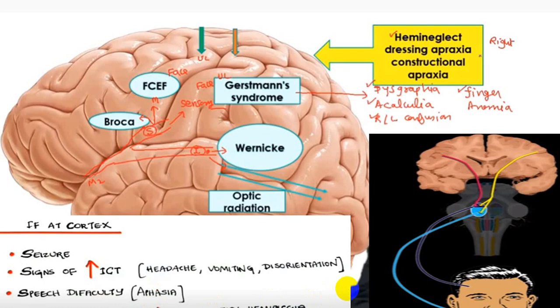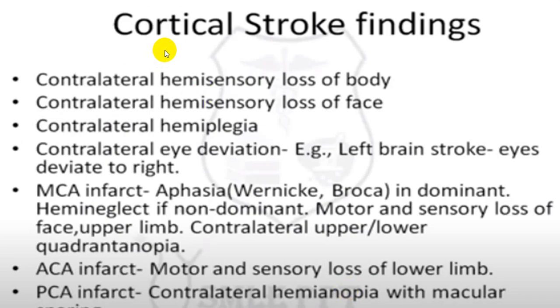And in case of an ACA territory, we'll have lower limb more involved as compared to upper limb. So in a cortical stroke, contralateral hemisensory loss, contralateral hemisensory loss of the face also will be there. Contralateral hemiplegia, that is motor involvement. We'll say horizontal gaze palsy, and because of the damage, a left side brain stroke will deviate the eye to the right side. We call it opposite side. So eye will deviate to the opposite side.